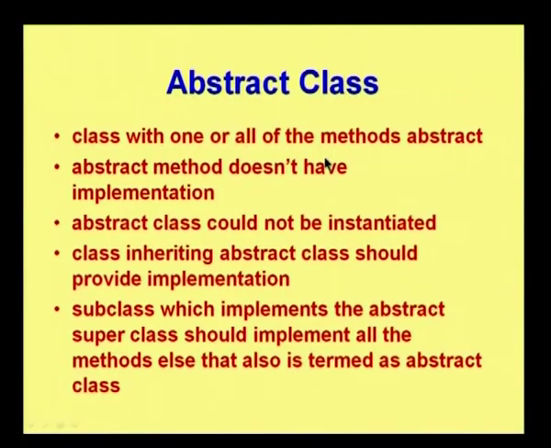Next we will move on to abstract class. A class with one or all of the members or methods being abstract. An abstract method does not have any implementation. An abstract class cannot be instantiated. A class inheriting an abstract class should provide the implementation. A subclass which extends the abstract superclass should implement all the methods, else it is also termed an abstract class.